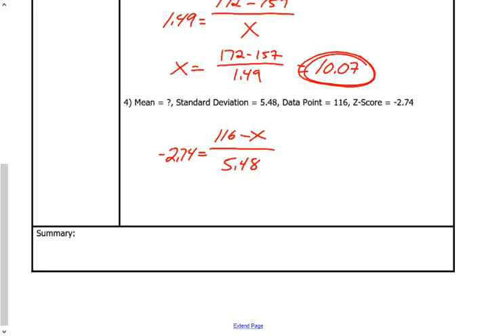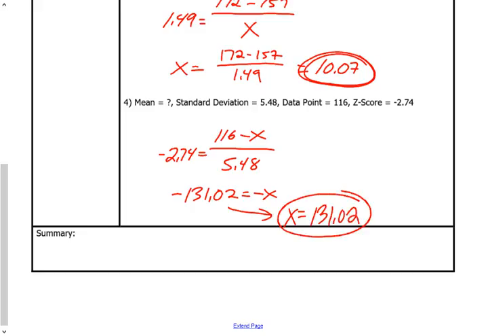So I'm going to multiply both sides by 5.48. And in this case, I'm going to get negative equals negative x. So I'm just going to have to realize I divide by -1, and it'll become positive. So that is literally all 4 different combinations of finding missing values given a certain z-score, or given certain parts of this.